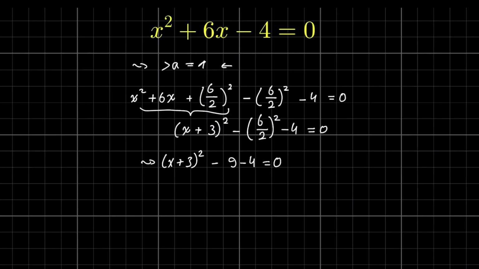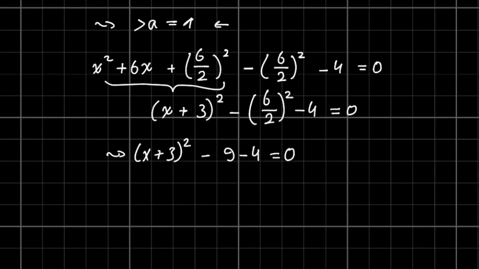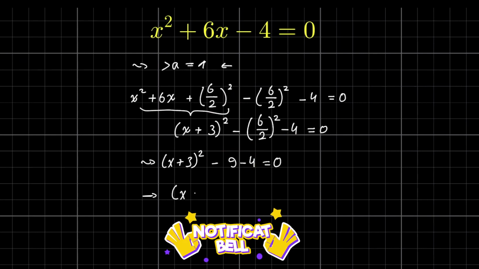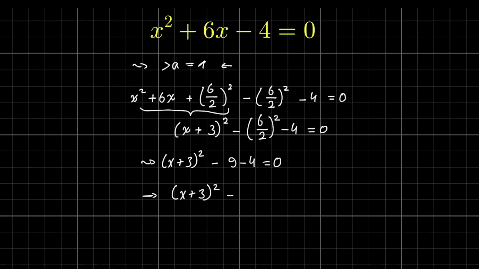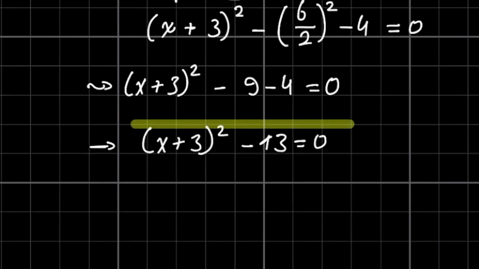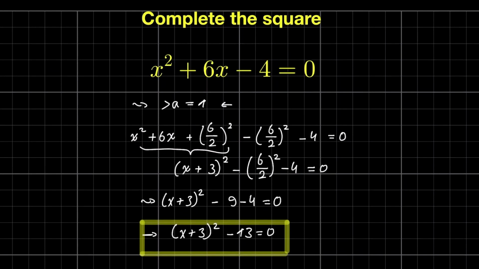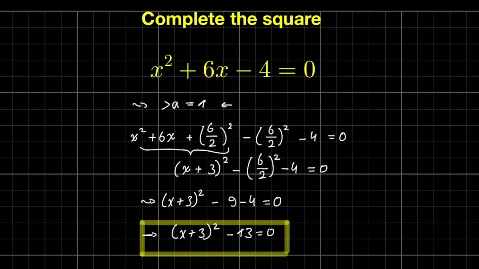And then I can simplify this right here. And then I'm going to have a final answer: x plus 3 squared minus 13 is equal to 0. And that right here is going to be the final answer. And following the steps that I just did, we have completed the square for this polynomial.